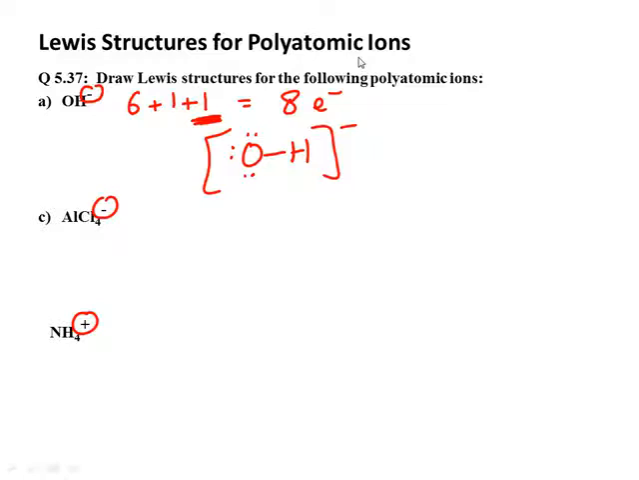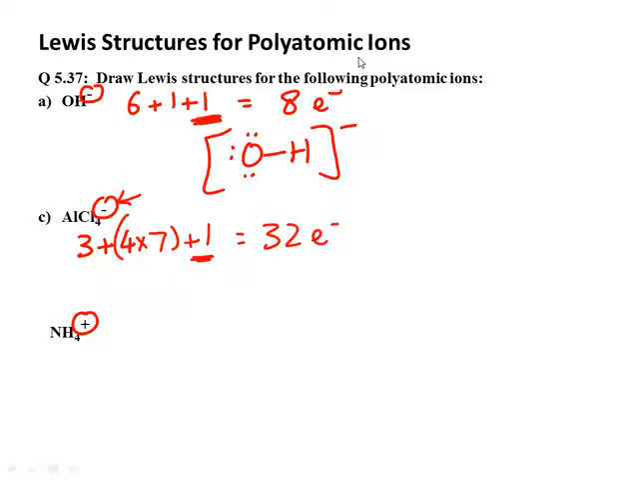Same thing, aluminum. Aluminum has 3 valence electrons, and each of the chlorines has 7. So, 4 times 7 is 28. But then, because of the negative charge, you will add 1 more electron. So, 28 plus 4, we have in this case 32 electrons to play with.